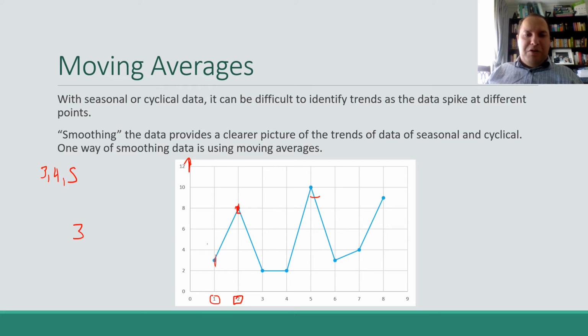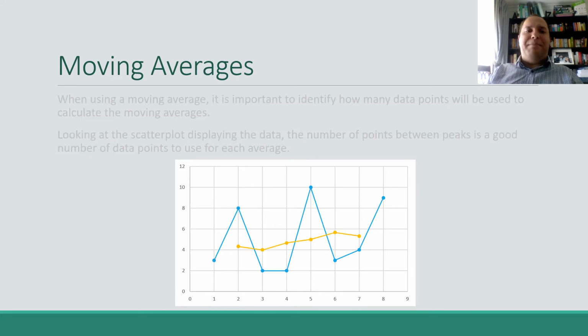Then with 2, we can use 1, 2, 3 data points. We'll find our average and then plot it there. That will give us a smoother curve, one that's not so jumpy like a seasonal or cyclical graph. And it will help give us a better idea of the trends of our data.